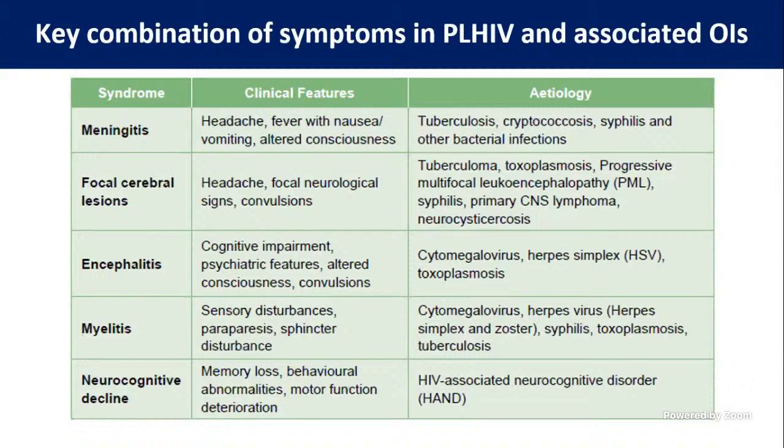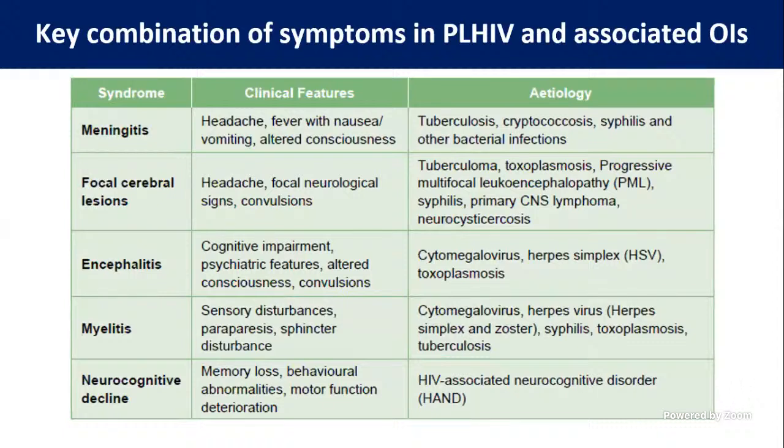Then if there is involvement of the cord, it produces a myelitis-like picture where there can be sensory disturbances, a level of paraplegia, and sphincter disturbances in the form of urinary incontinence or urinary retention. Then you will think that the cord is involved in these patients. In addition to HIV myelopathy, there can be cytomegalovirus, herpes simplex and zoster virus myelopathies, syphilis, toxoplasma, and also tuberculosis can present as a myelopathy.